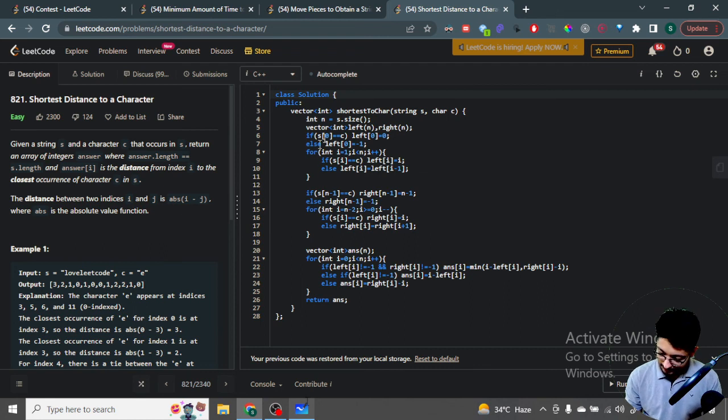Now, because each of these for loops is O of n, the overall time complexity is O of n for this problem. Nothing much complicated, and we have used O of n space also for storing the left and right positions of these indexes. So that's the overall logic and code part for this problem.